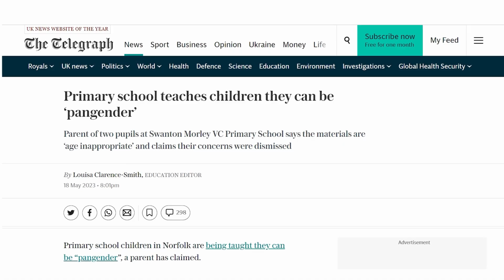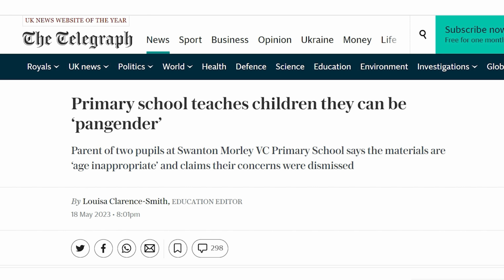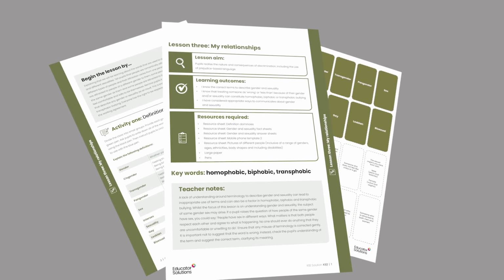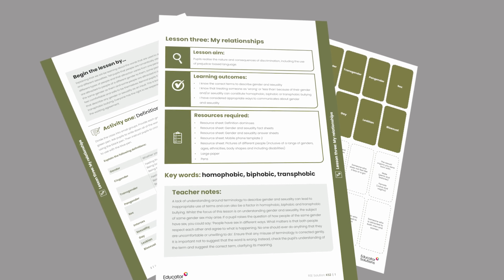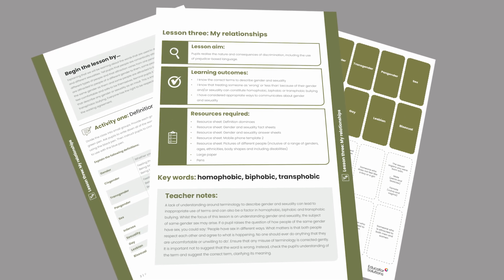And the latest in a whole line of those cases, and for which we've got the lesson plan here, is again another Church of England school, the Swanton Morley Primary School in Durham in Norfolk. We've seen an absolutely shocking lesson plan that got introduced into the school without the parents' knowledge. Children as young as 7 were being introduced to this material. So let's take a look at the material that's being introduced into this school by Educator Solutions into a Church of England school in Norfolk.